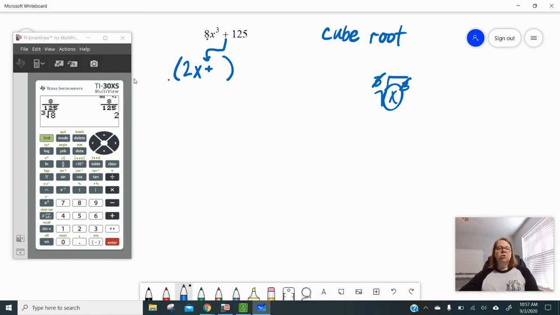All right, now let's do the cube root of 125. We type in a 3, then second and the little house top. It gives us that cube root, and then 125. That is 5, which means 5 times 5 times 5 is 125. All right, so that's the first term of your answer. And then you're going to follow this little pattern for finding the second part.